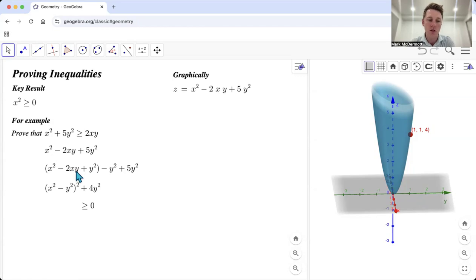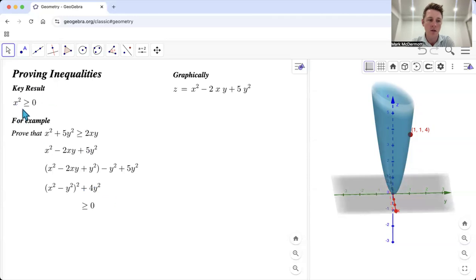So if we half that and square it, we're going to get y squared. So we're going to add that on. So then that's our first part. That's our completed square there. And then we're going to take away y squared because we added y squared. And then don't forget to add 5y squared back. And so factorizing this, we get x minus y all squared plus 4y squared.